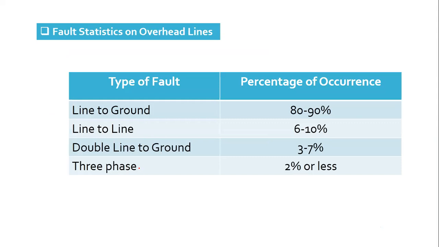And in practice, if we consider the total number of faults, then single line to ground fault is the most common fault. Around 80 to 90% of the faults that occur in the system are generally single line to ground.